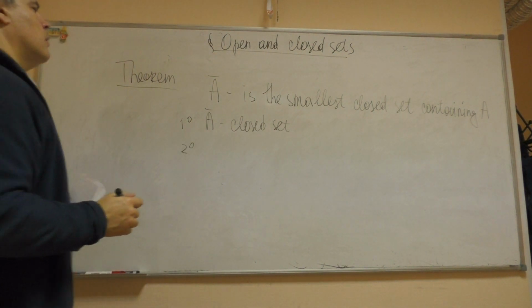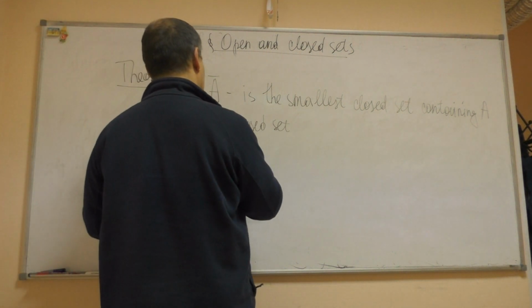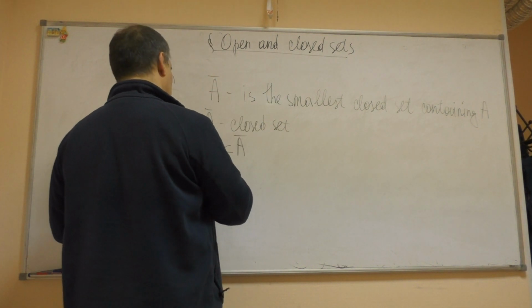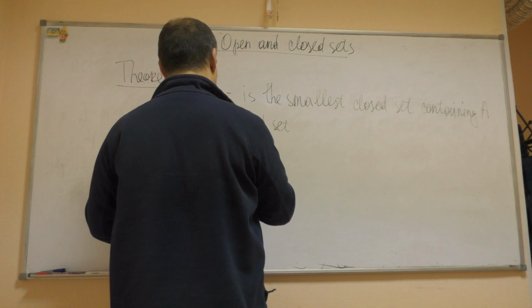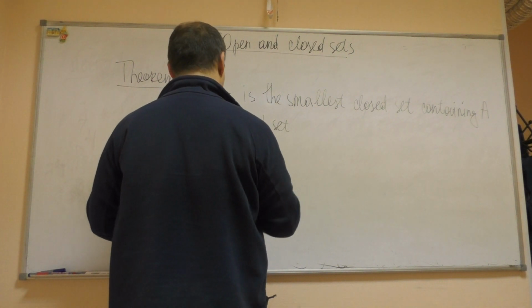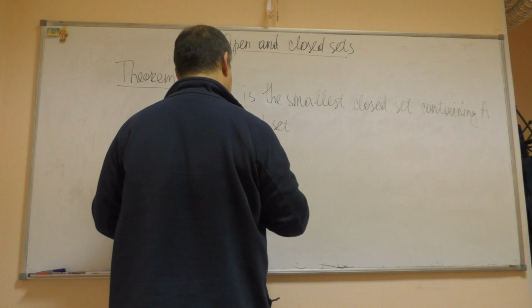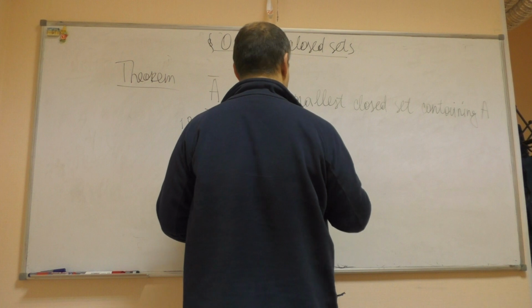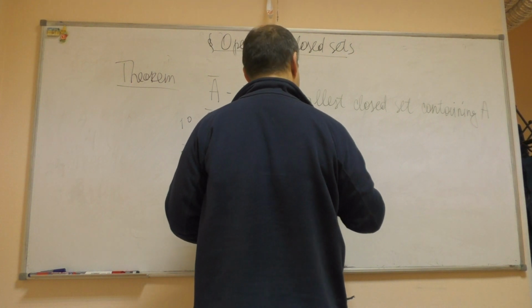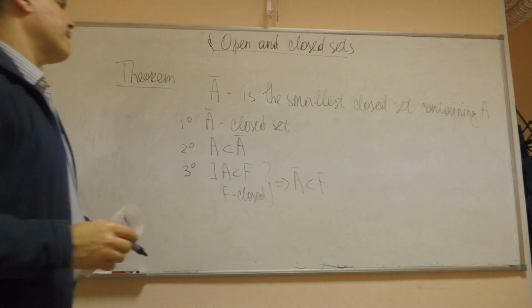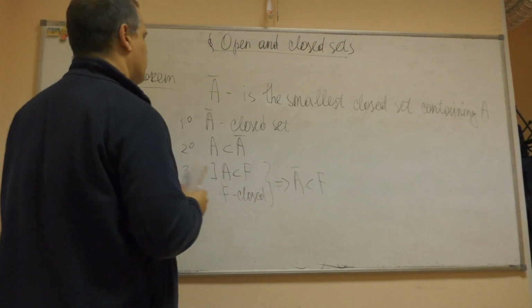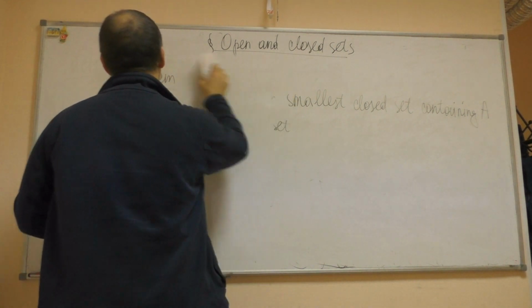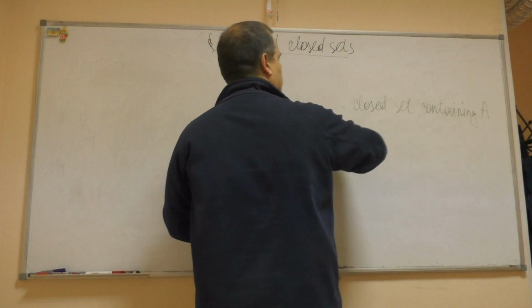Secondly, A belongs to its closure. And third, if A belongs to some closed set, then the same happens for closure. Let's prove it.